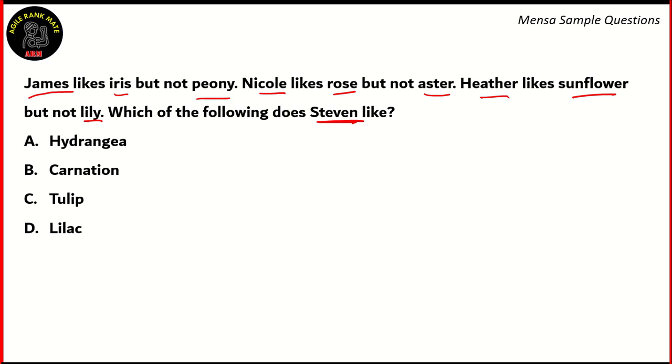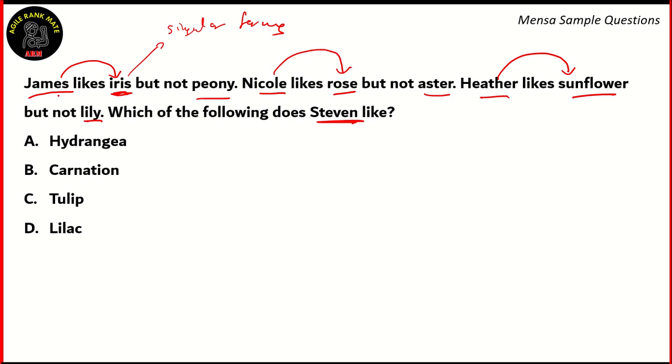So it just gives you 3 statements that show that each person likes a flower but does not like a second flower, and none of these flowers are connected with each other. However, if you look at the names, it says James likes irises, Nicole likes roses, Heather likes sunflowers. And also note, the flowers are not referred to in their plural forms. They're all using singular forms. So that's something that's pretty important.